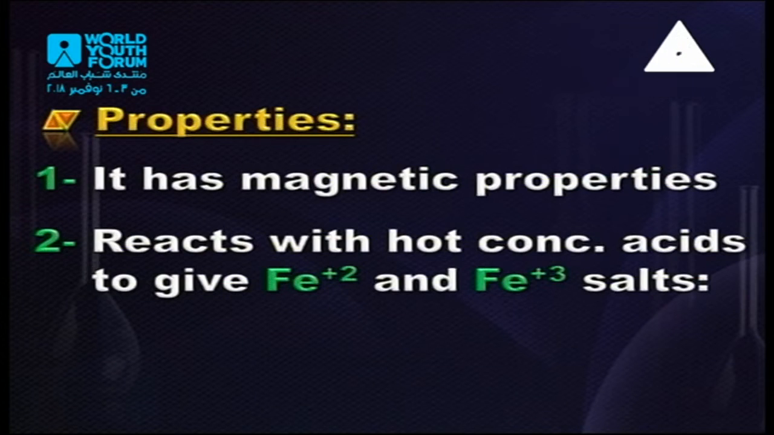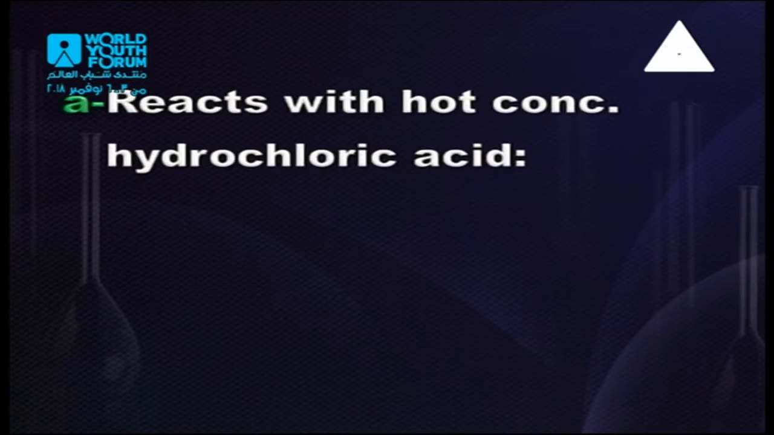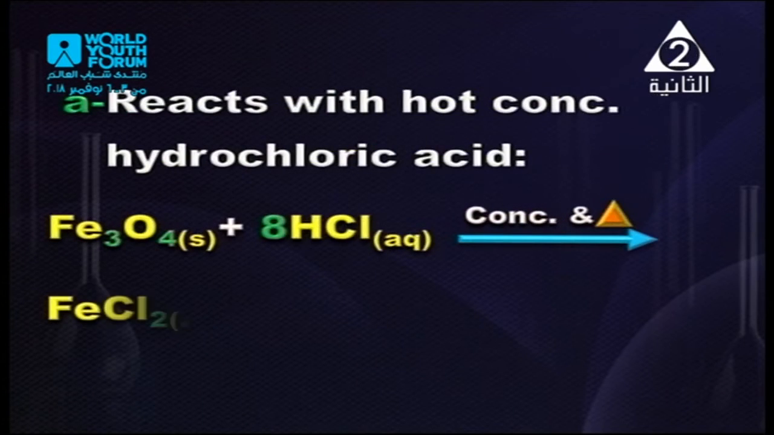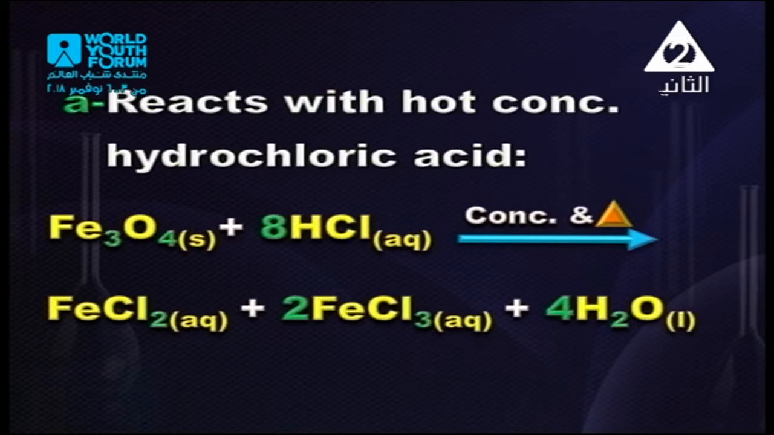And so, my dear student, we can use this equation also to differentiate between iron 2 oxide and magnetic iron oxide. Dilute acid reacts with iron 2 oxide only, but magnetic iron oxide does not react with dilute acid. Here the equation proceeds on the screen for the reaction of hot concentrated hydrochloric acid with magnetic iron oxide.